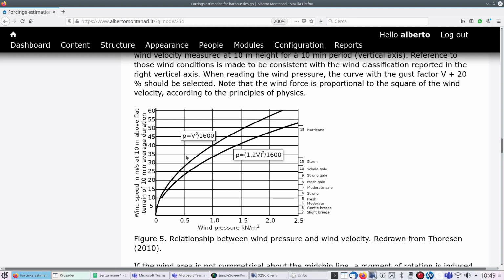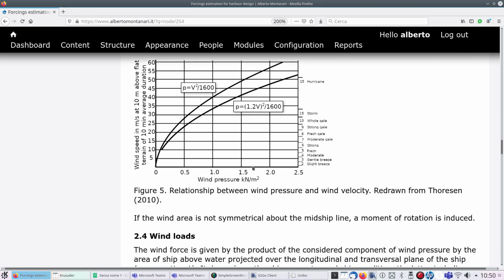Good. Now let's look again at the label of the left vertical axis. You see that there is the specification that the wind speed is taken at 10 meters above flat terrain with a duration of 10 minutes. Why is this specified? It is specified because we want to make a correspondence between the wind speed in the vertical left axis and the wind classification, the Beaufort classification that is reported in the right vertical axis. And this correspondence applies if you refer to a wind speed which is taken for an appropriate time and at an appropriate level. So this is why there is this specification in the label.